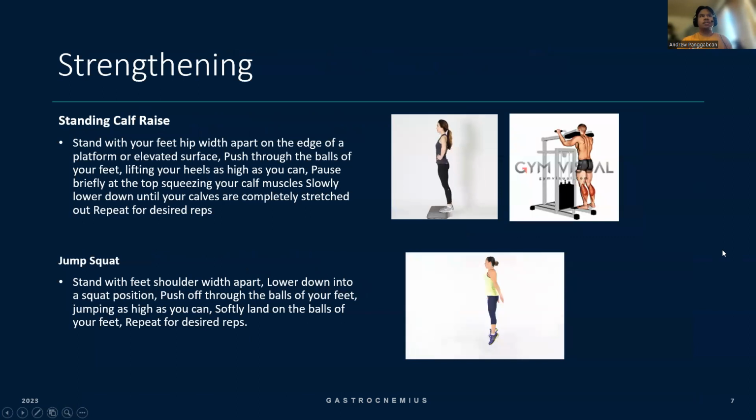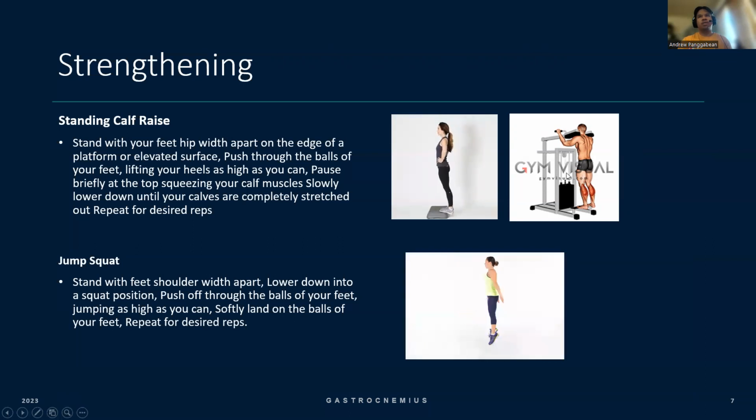What are strengthening exercises? So I chose two exercises for this muscle. The first one is the standing calf raise. When you do this exercise, you want to be in a standing position, with your feet hip-width apart on the edge of a platform or an elevated surface, just like this. Then you want to push through the balls of your feet, pushing up and lifting the heel as high as you can. Then you pause briefly at the top, squeezing your calf muscle, and slowly lower down until your calf is completely stretched. And then you can repeat this for any desired reps.